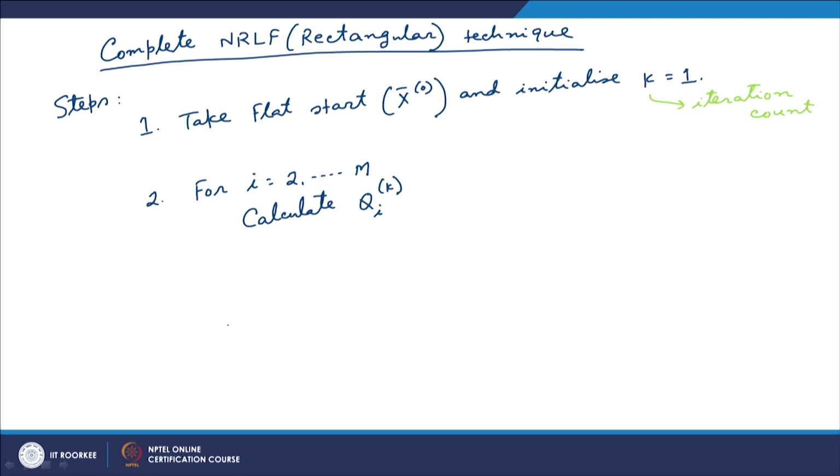Now, how to calculate Q_i^k, we have already seen in the last lecture. We have to utilize that particular expression which we have already given. Please remember, in that expression we have to utilize the real and imaginary parts of the voltages corresponding to the last iteration, or in this case, when k is equal to 1, the voltages corresponding to the initial guess, that is, corresponding to x0. So, calculate Q_i^k.